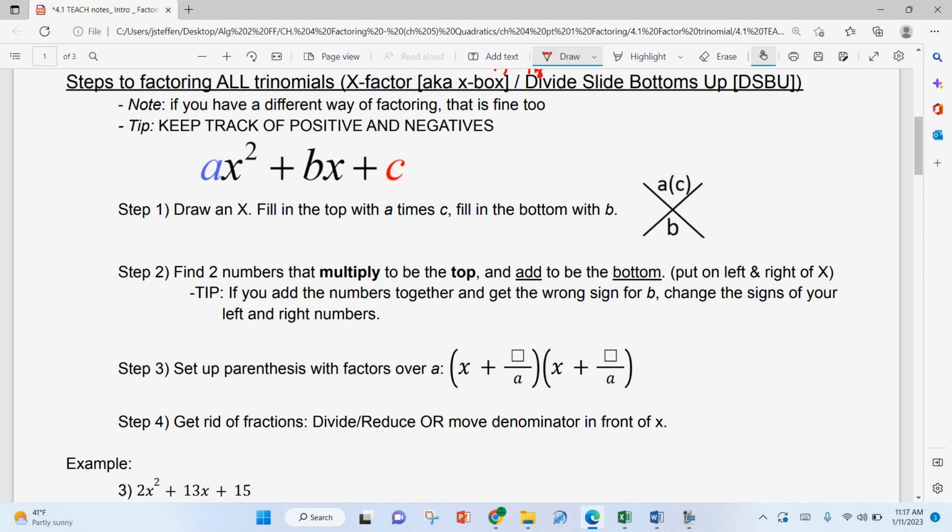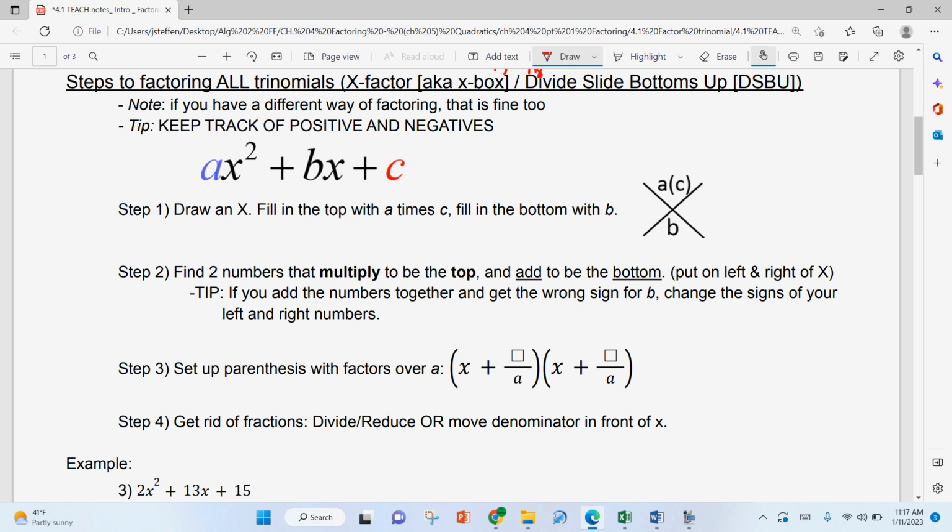So step 1, draw an x, fill in the top and the bottom. The top is a multiplied by c. The bottom is b. Now here's the hard part. Today, we do not have a first number. So today we take 1 times your last number, which is always just your last number.